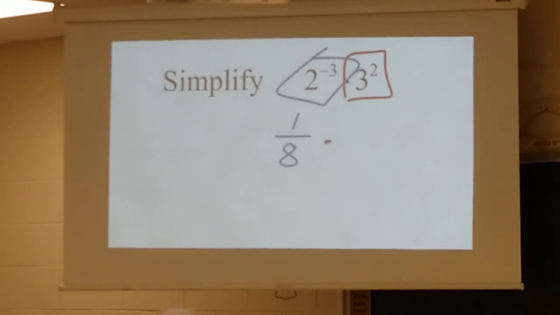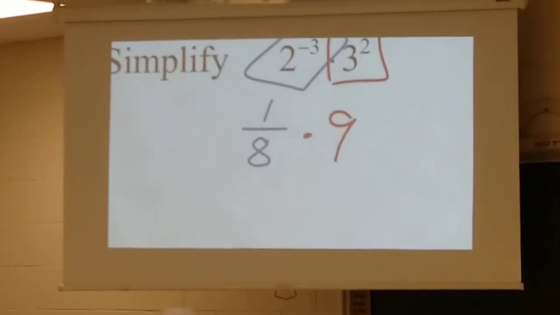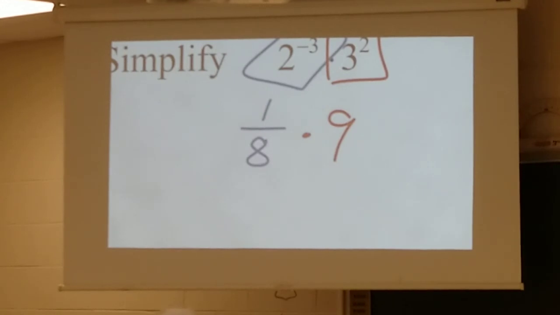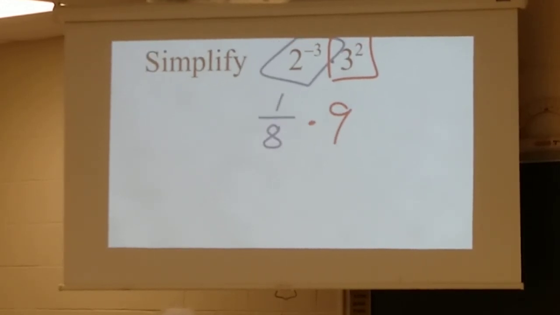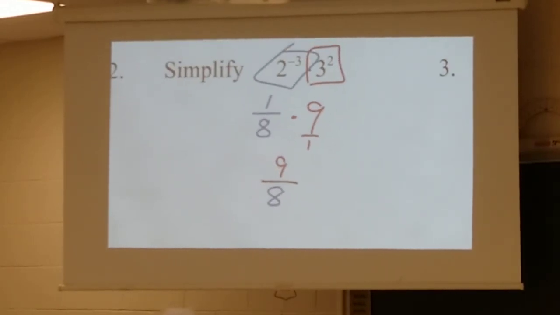How about this 3 squared? That's just 9. Now be careful, because some of you had this question on a quiz, and you got this step right, but then you messed up the final answer. How do you multiply? It's easy. You just multiply the numerator and denominator. Folks, if you multiply the numerators, you get 9. If you multiply the denominators, you get 8. 9/8. Okay, you just multiply.